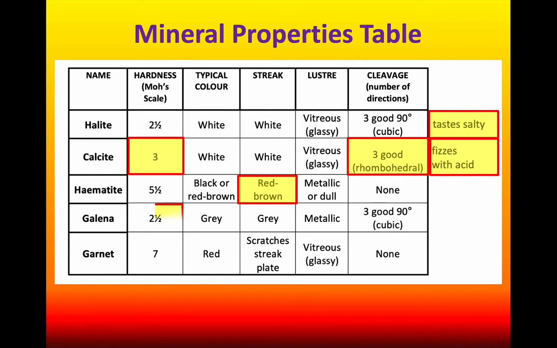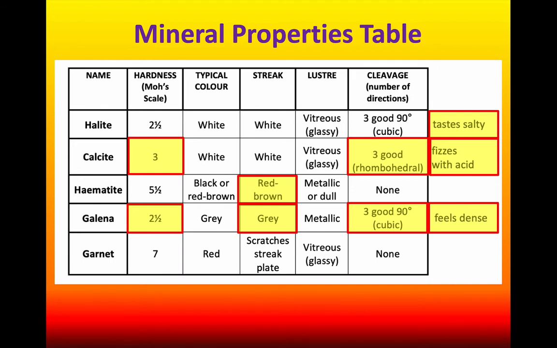Galena, which is lead ore, is very distinctive. It's very soft, softer than a copper coin. It's got a lead grey streak. It has cubic cleavage, and it feels really dense. It's a very dense mineral, galena, density of about 7.5.